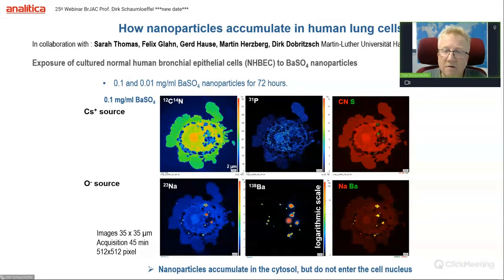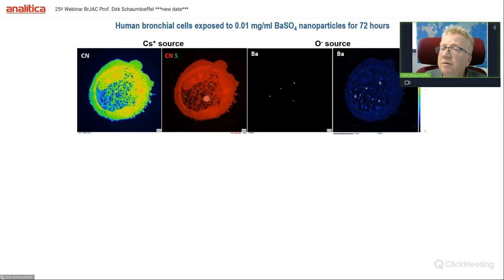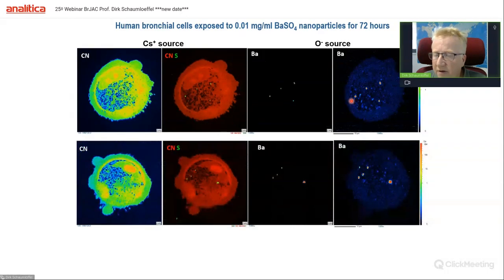However, we verified this with other cells. We didn't observe only one cell here. So this is an example of another cell. With the oxygen source, we see here four small barium sulfate nanoparticles inside of the cell, not entering the cell nucleus. But if we apply a logarithmic scale, we see suddenly that barium is distributed all over the cell and also in the cell nucleus. Apparently, the barium is partly dissolving and then distributing all over the cell, revealed by the logarithmic scale.